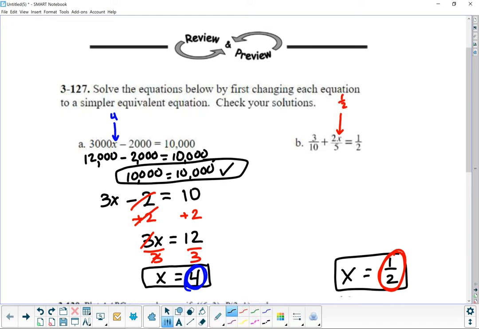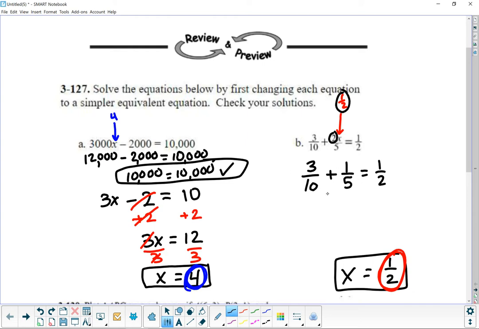So we have 3/10 plus, and if I put 1/2 in for x, I'll get 2 times a half. Or if you think about it, what is a half of 2? Right, a half of 2 is 1, and then there's a 5 on the bottom, and that's equal to 1/2. Okay, following the equation.